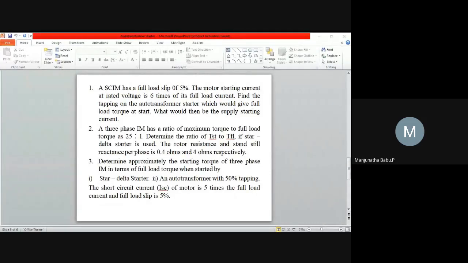Hello? Can you see the numerical? Yes, sir. Okay, now this is a squirrel cage induction motor.